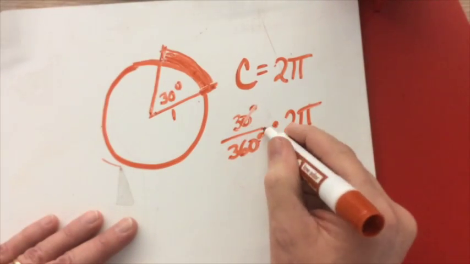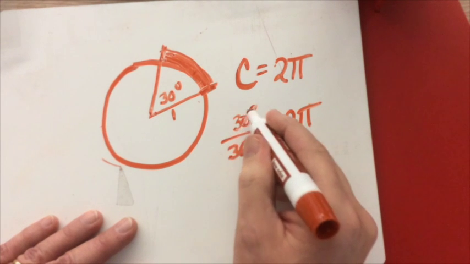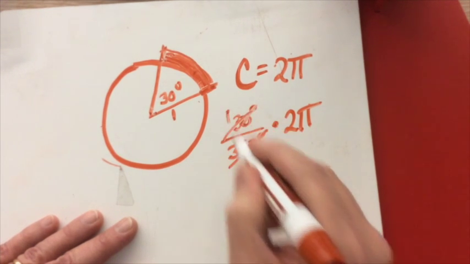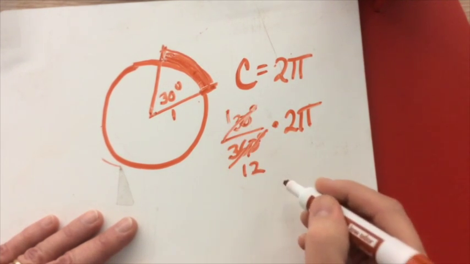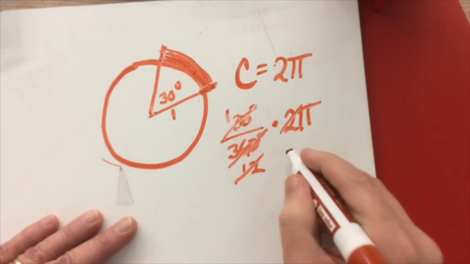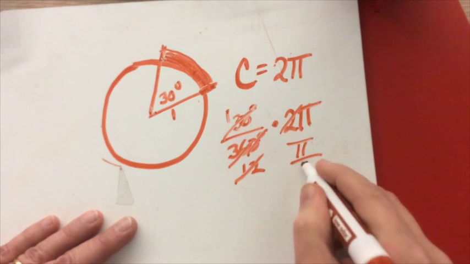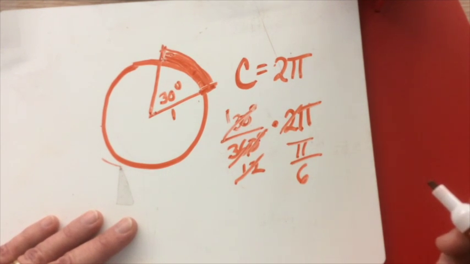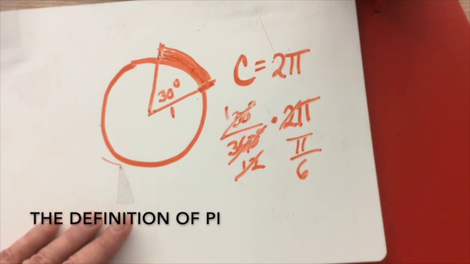We could divide top and bottom by 10. We can divide top and bottom by 3, so we get 1 here and 12 here. We can divide top and bottom by 2, so now this is pi over 6. Okay? So that's the exact answer. But you raised an interesting point. You used a calculator, right? Okay, let's talk about that.